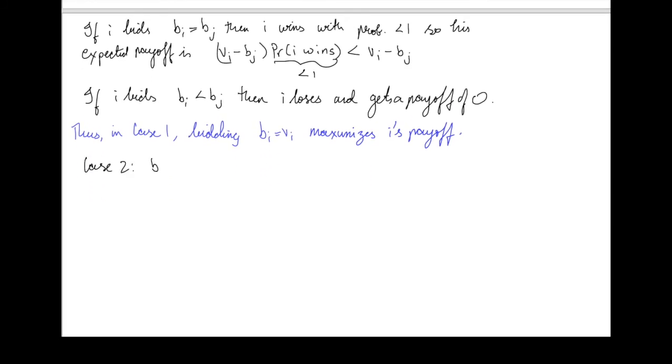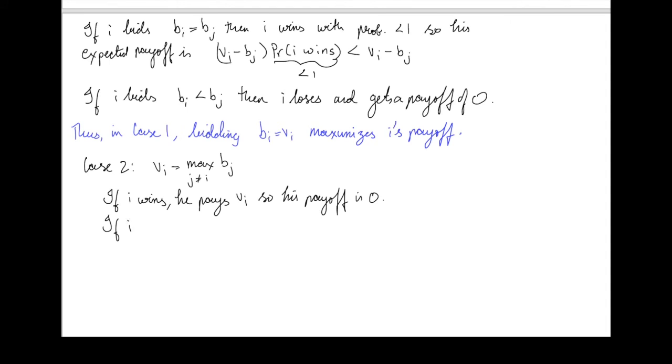So let's look at case 2. This is where vi equals the highest of everyone else's bids. So if we maximize over j not equal to i, bj, that's equal to vi. So that's the second case we consider. In this case, no matter what i bids, i's payoff is going to be 0. If i wins the auction, for instance, they could bid higher than vi, and they would win the auction, but they would pay their valuation. So if i wins, he gets a payoff of 0. If i loses, he gets a payoff of 0. Thus, in case 2, everything maximizes i's payoff. So in particular, bidding bi equal to vi is also optimal.